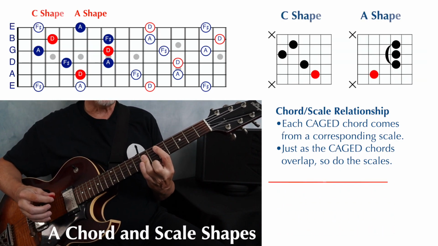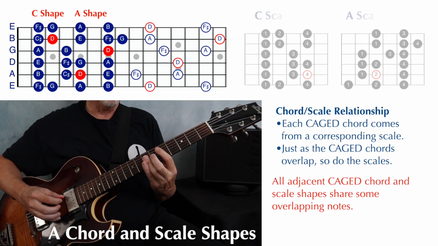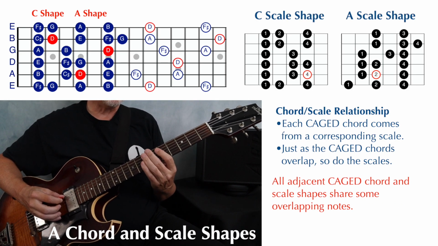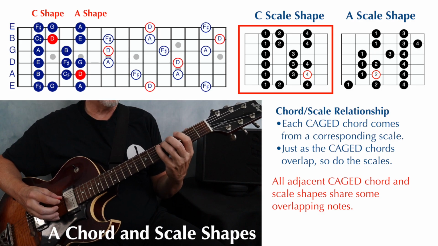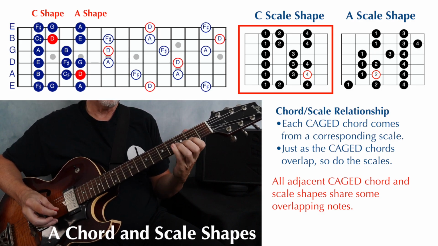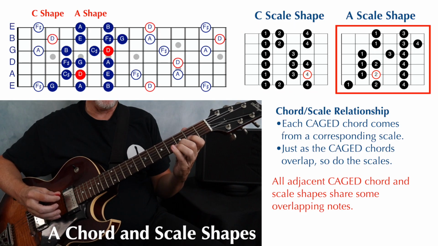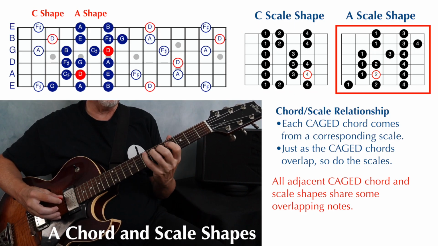And just as the C and the A chord shapes overlap, so do the C and A scale forms. You could play a D major scale like this with the C form, or you could play it just a little bit higher on the neck using this other form.